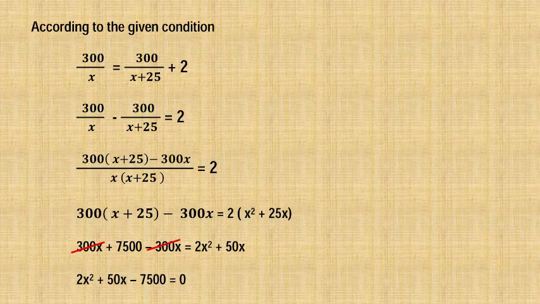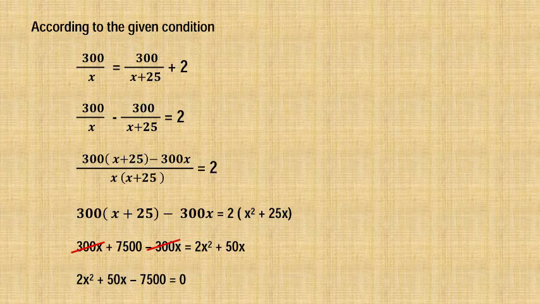According to the given condition, 300 by x, that is what? Time taken by an ordinary train. That is equal to time taken by an express train plus 2 hours. So it is clearly mentioned that time taken by an ordinary train will be equal to 2 hours more than the time taken by an express train.